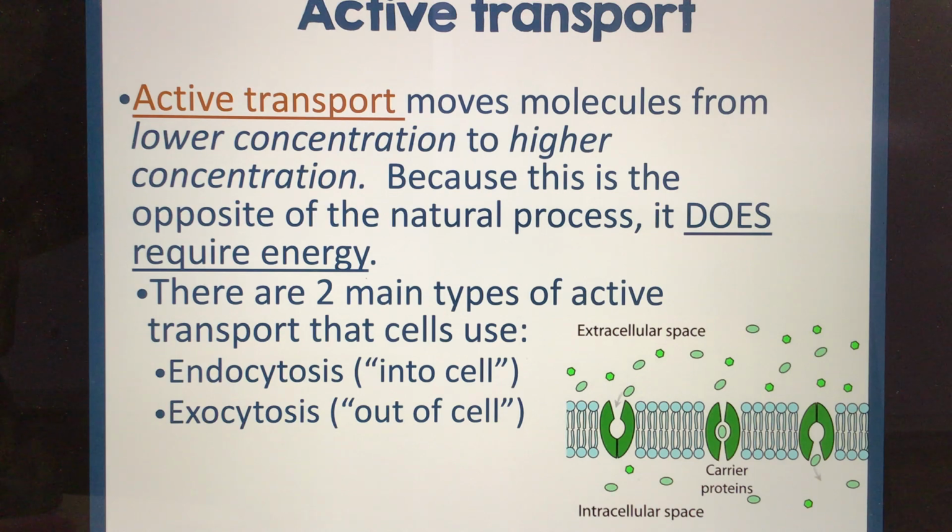And then they talk about two different types of active transport. Again, you don't have to memorize these things. You can jot them down if you want for later purposes. Endocytosis means, endo means into, and exo is out. So endocytosis is transporting in, and exocytosis is transporting out.